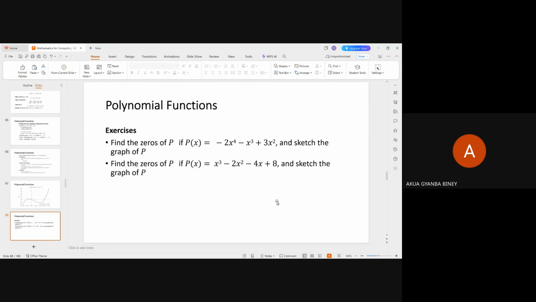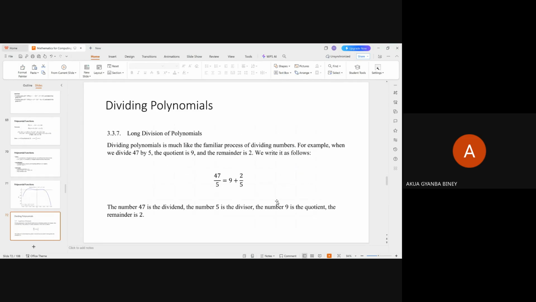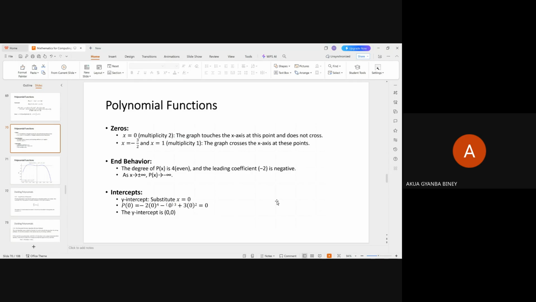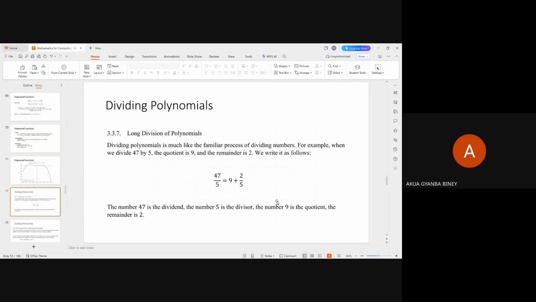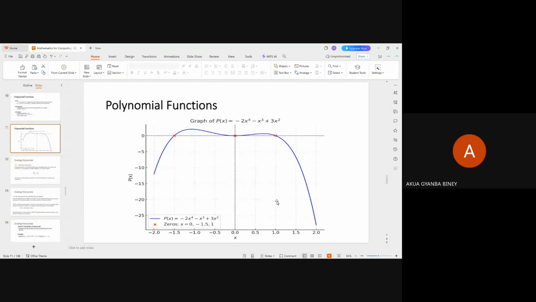So we have these exercises, and then let me see something. Okay, I would want us to end on the sketching of the graph, and then next week we'll continue with writing the polynomials and all that.